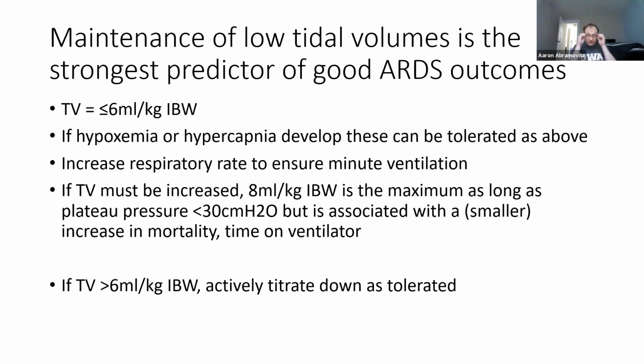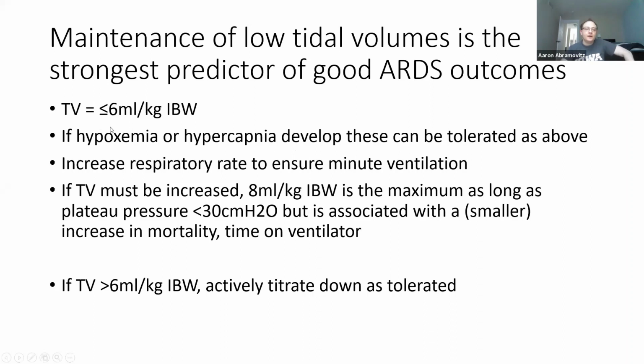So the strongest predictor of a good outcome in ARDS is maintenance of the low tidal volume. So you want to always start with tidal volume less than 6 mL per kg ideal body weight. In the ARDSnet study, starting at a higher level at 7 was actually shown to have a 25% mortality increase. So 8, 9, 10, etc. are progressively more harmful. So if hypoxemia or hypercapnia develop, as we discussed above, they can be tolerated.